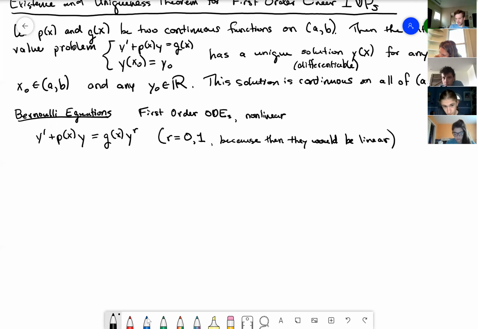Okay, so this is another class of ODEs. A little historical note here: these are named after Jacob Bernoulli, who's a very famous and prolific mathematician, and he first wrote about these in 1695.